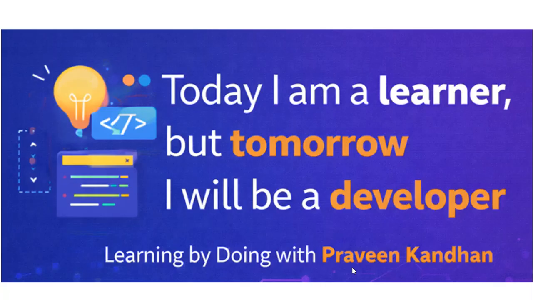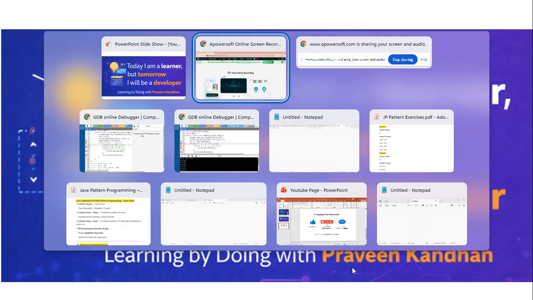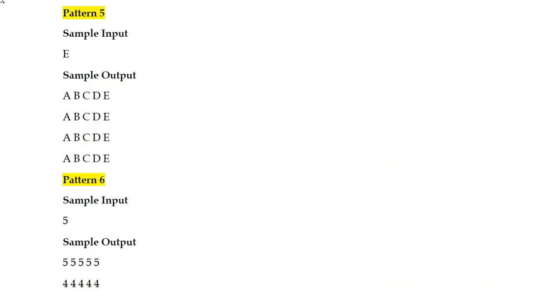This is Java programming session number 11, pattern 4, alphabet increasing pattern. This pattern number 5 only we are going to discuss now.